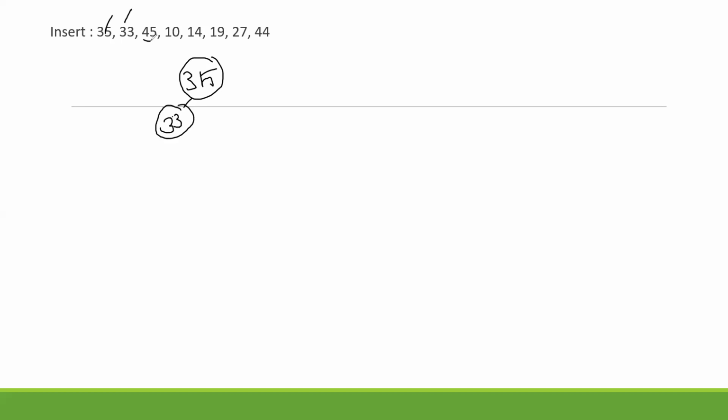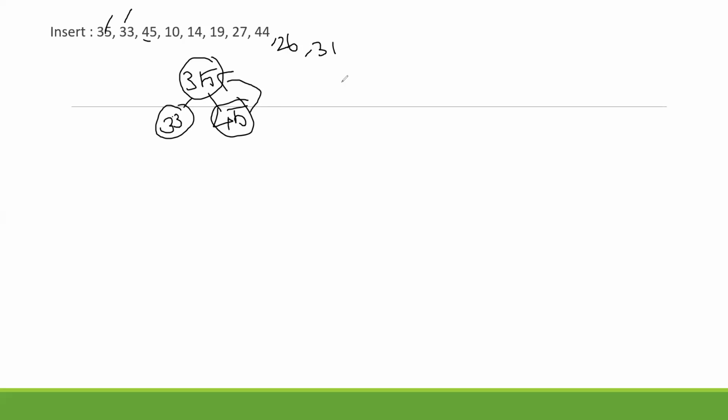Now 45 has to insert. So what will happen? This is the highest value compared to the root value. Here again 26 and 31 are also there that I have. Okay. So 45. So what happened here? It has to swap because the highest value has come.